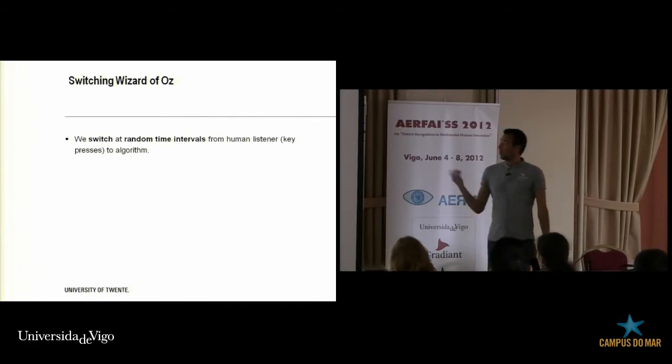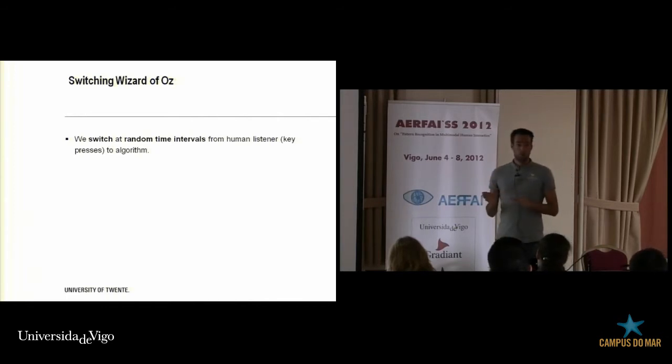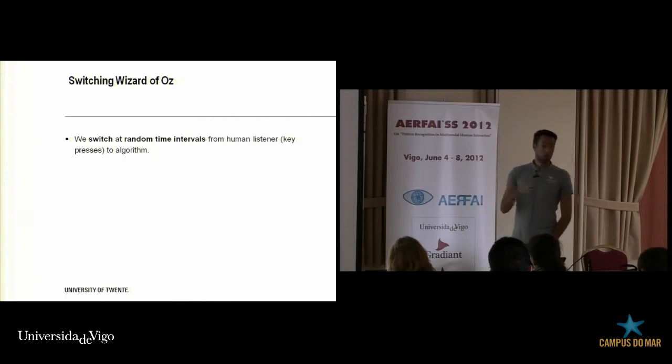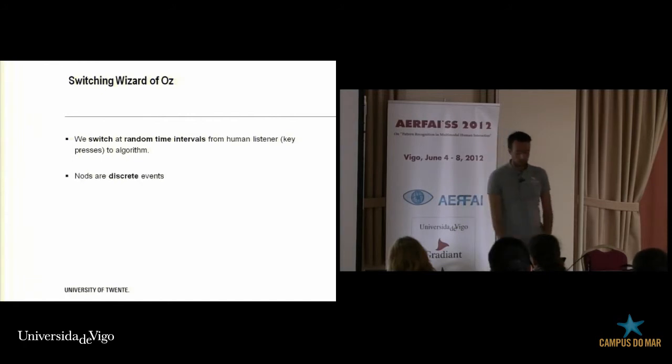And what we do is sometimes we show the button presses of the human, sometimes we show the nods of the algorithm. And then we change them at random intervals. So this switching happens, for example, every 30 seconds, or maybe 20 or 40. The speaker does not know. So the only thing he sees is nodding. And sometimes it's from one source and sometimes it's from the other source. And he does not know when this happens.